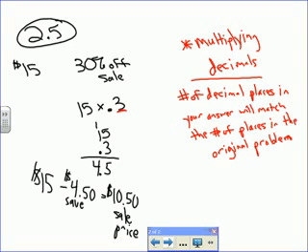Yes, Ben. I just multiplied these two together. I should have written that there. Thanks.